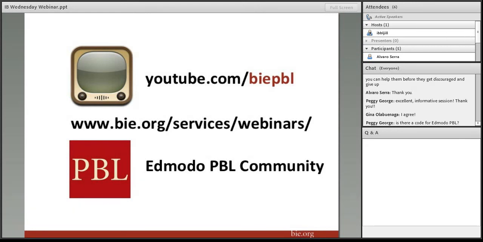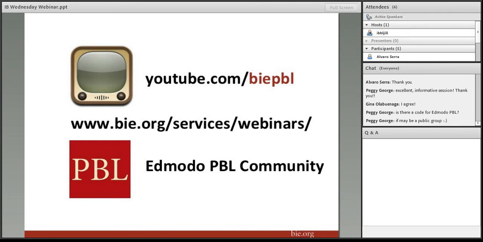So is there an Edmodo code for PBL? I'm sure there is, and I don't know it, but we can find out for you if you stay on after. But find us on PBL. Actually, all you have to do is look for the PBL group. This logo, you'll see it on the red PBL, because it's a public group, absolutely, and you can find that. And you'll find all of us on there anytime, and we love to answer questions.